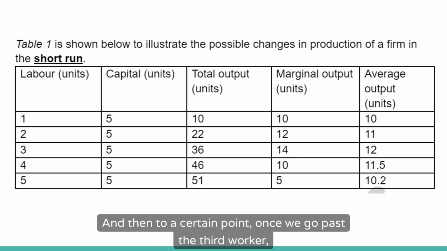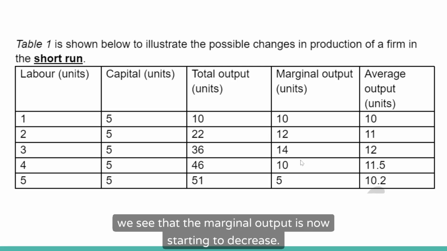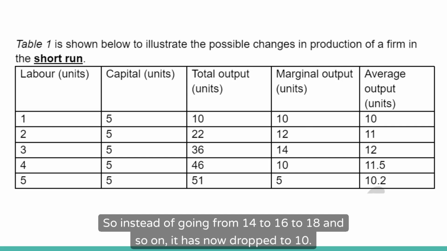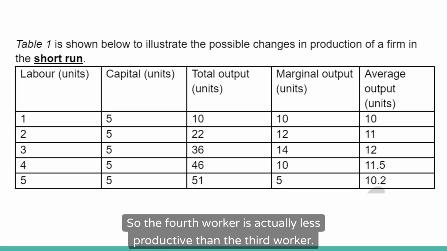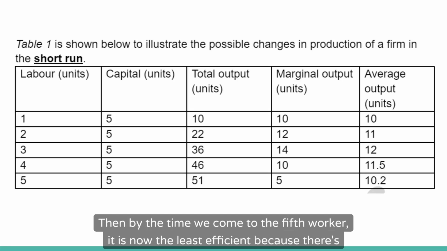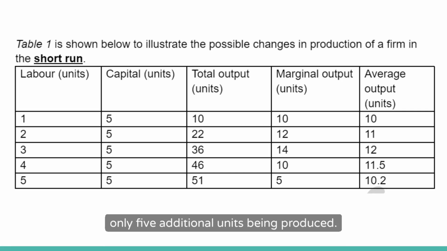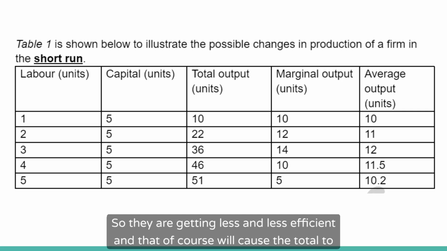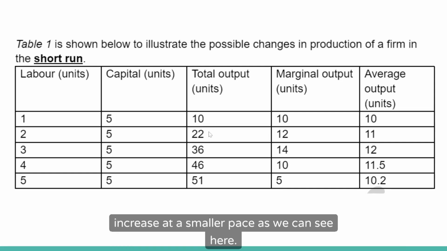And then to a certain point, once we go past the third worker, we see that the marginal output is now starting to decrease. So instead of going from 14 to 16 to 18 and so on, it has now dropped to 10. So the fourth worker is actually less productive than the third worker, right? So he's getting less and less productive or efficient. Then by the time we come to the fifth worker, it is now the least efficient because there are only 5 additional units being produced, right? So you're getting less and less efficient, and that of course will cause the total to increase at a smaller pace, right? As we can see here.